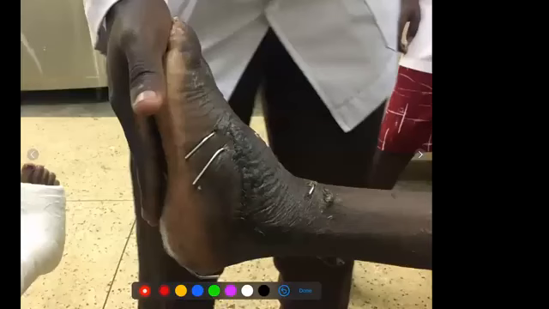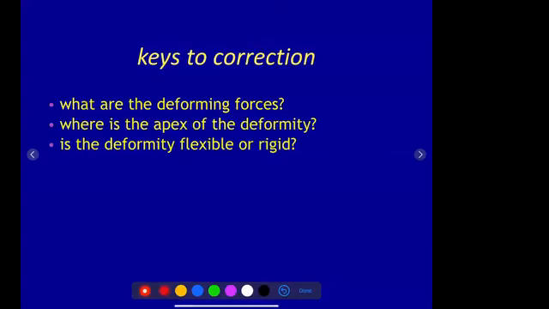He did get a wound infection, but this resolved. At the Achilles tendon, obviously, I did an open Achilles tendon repair, and he got a shoe raise, and I'm happy to say that he's doing well. So what are the keys to correction? One, what are the deforming forces? You must know what the deforming forces are. Number two, where is the apex of the deformity? Number three, is the deformity flexible or rigid?